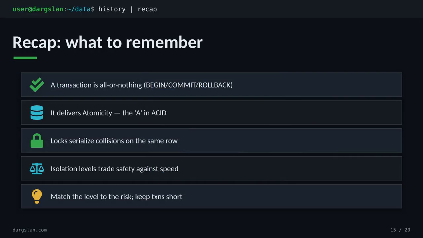So let's pull the main threads together. A transaction is all or nothing. Begin, commit, rollback. And that's how databases give you the A in ACID, atomicity. Locks are what serialize collisions when 2 sessions reach for the same row, and isolation levels are the dial you turn to trade safety against raw speed. The practical rule of thumb: match the isolation level to the actual risk, and keep your transactions short so the locks you hold don't become everyone else's problem.